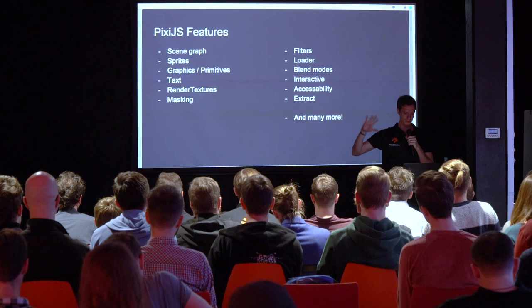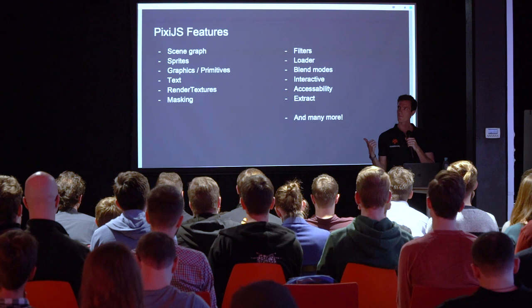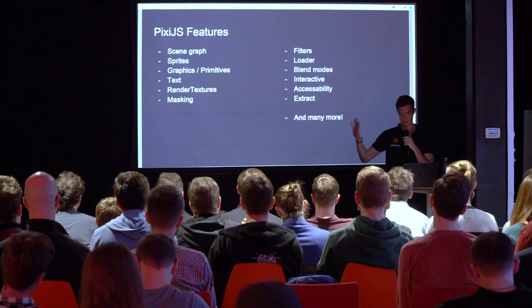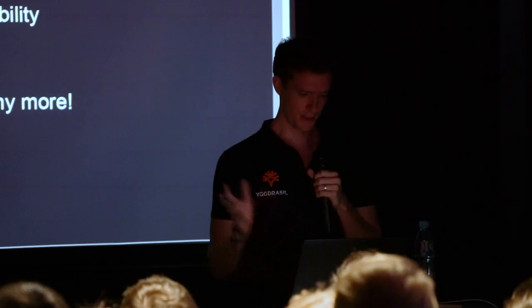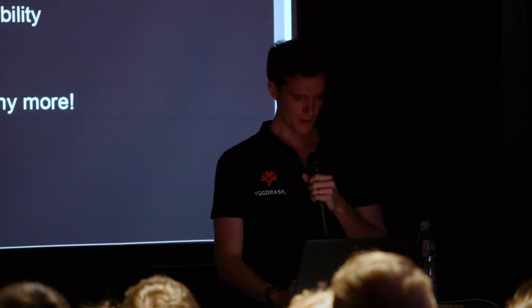We have three types of masking in Pixi. We have vector masking, which is when you mask with a graphics object. We have sprite masking, which is sort of alpha masking. And then there's a third secret one, which is if you mask with a rectangle, then it does a scissor thing, which is a really optimized way of masking. But like I say, you don't have to know those little details.